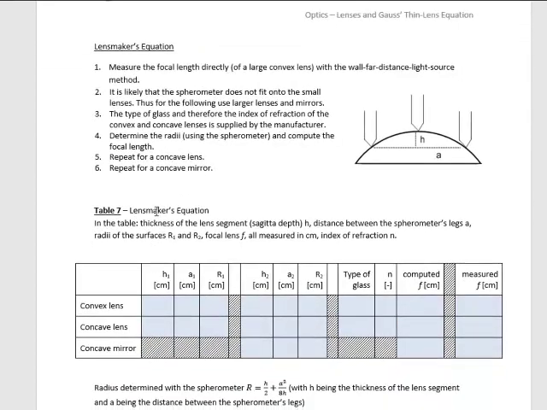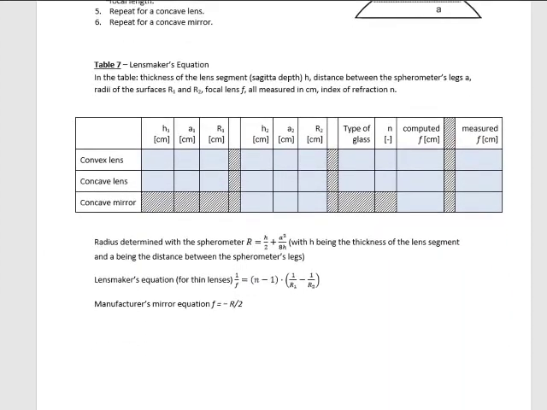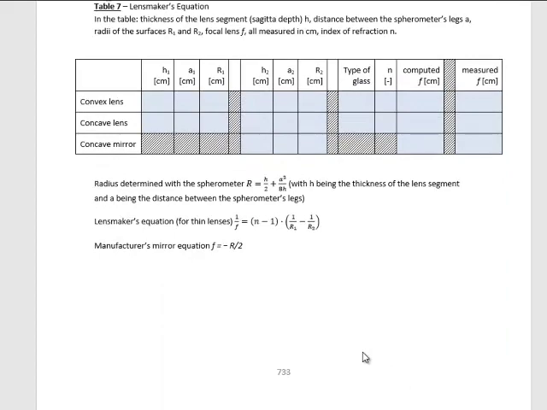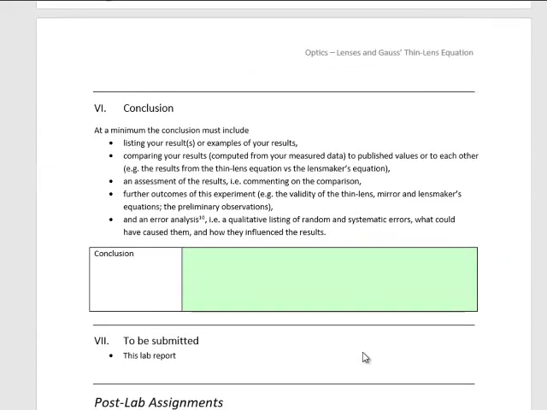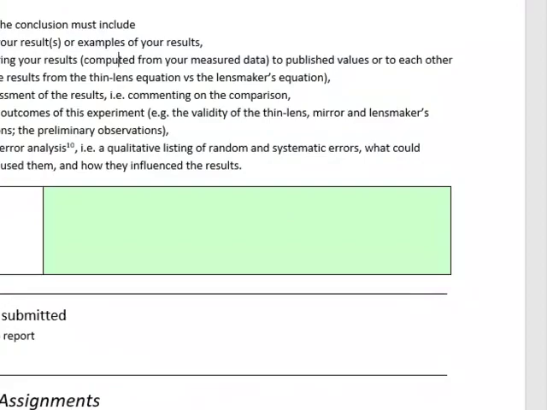This one here, table 7, the lensmaker equation, I will likely skip as well. What I'd like you to do is just write down the data and hand those in to me, and you may skip the conclusion for this one.